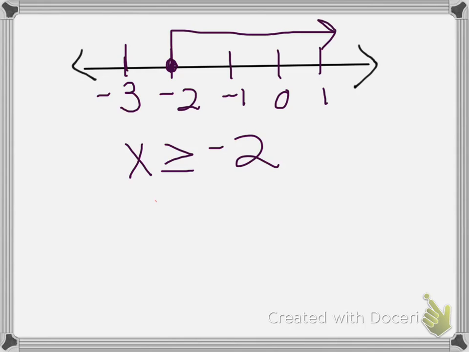This graph is read x is greater than or equal to -2. So it goes on and on and on to infinity. So to put it in interval notation, it will be a bracket, -2 to infinity. Infinity is the sideways 8. When you write infinity, you always use a parentheses.